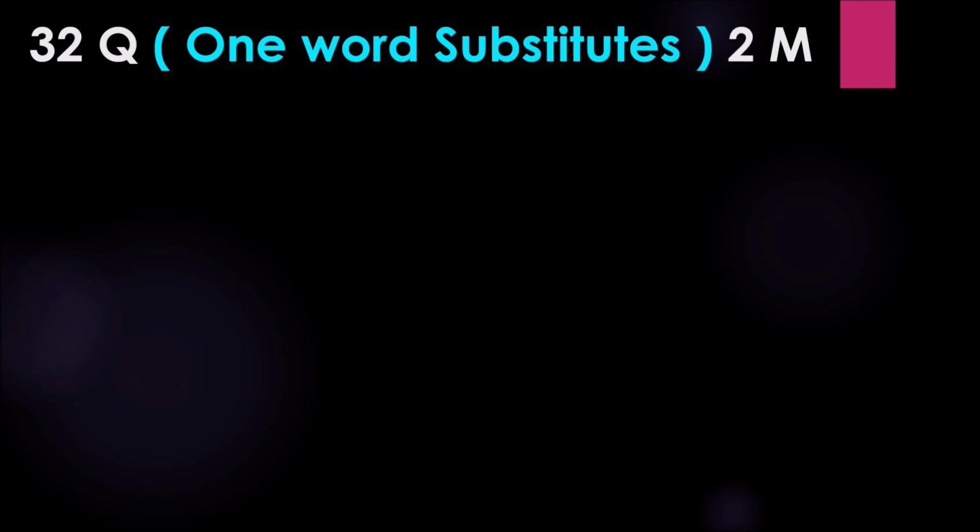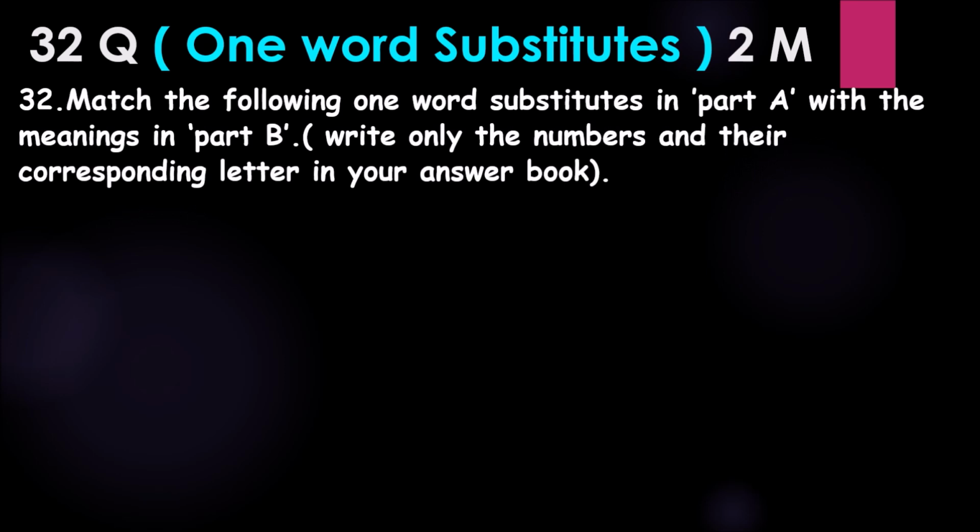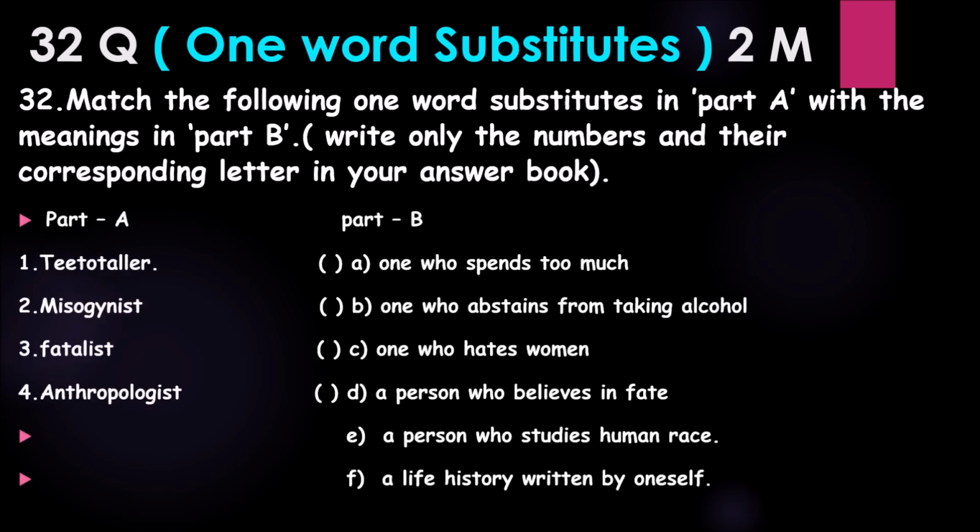And now the last question in the vocabulary part is the 32nd question. It's all about one word substitutes. So match the following one word substitutes in part A with the meaning in part B. What you have to do is write only the numbers and their corresponding letters in your answer book. The instruction is very clear. So now let's check. Teetotaler, misogynist, fatalist, anthropologist. Here are the options for you.